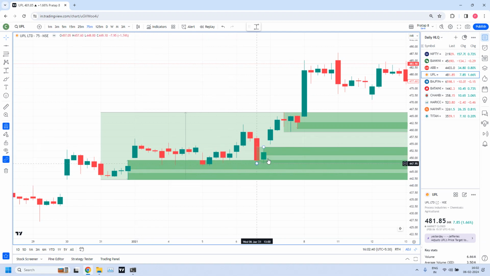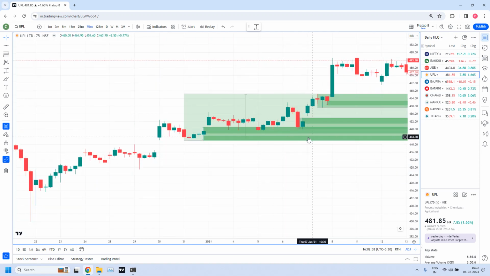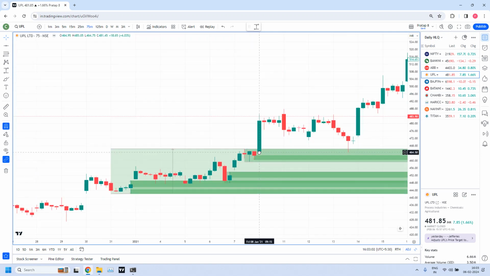And this 75 minutes and this 75 minutes, they are overlapped. This concept is called LOTL. If two zones overlapped with each other on the same time frame, that is called LOTL. If it is different time frames, that is zone confluence. So these 2 75-minute zones are LOTL.